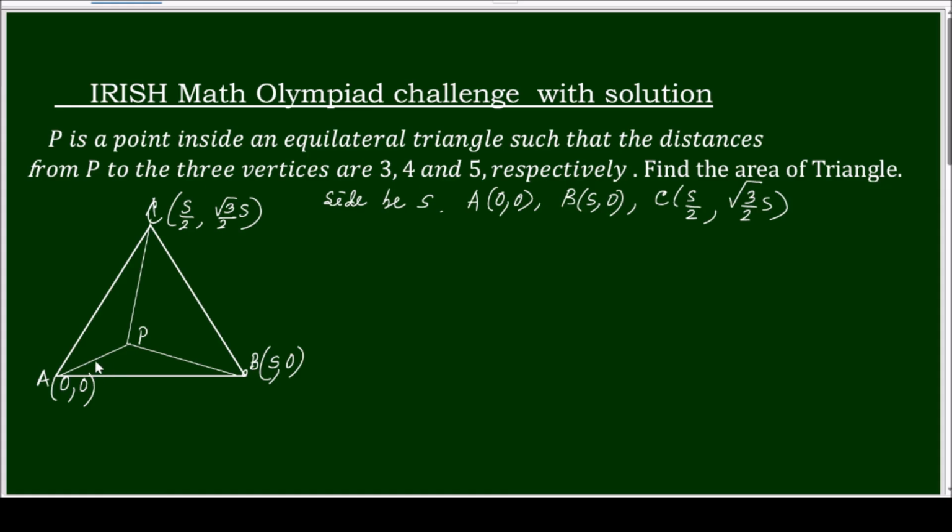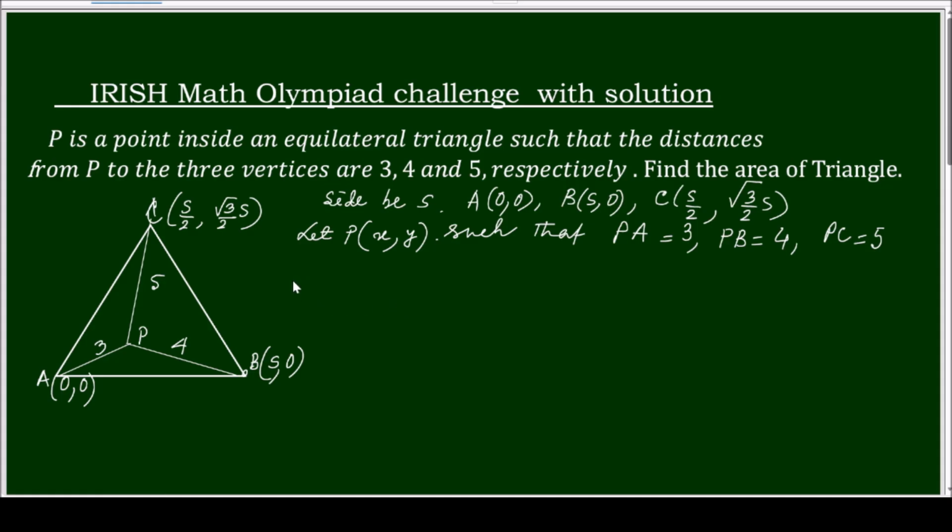Now P is a point from which the distances to the vertices are 3, 4 and 5. So let P have the coordinates x comma y, such that it is given PA equals 3, PB equals 4 and PC equals 5.